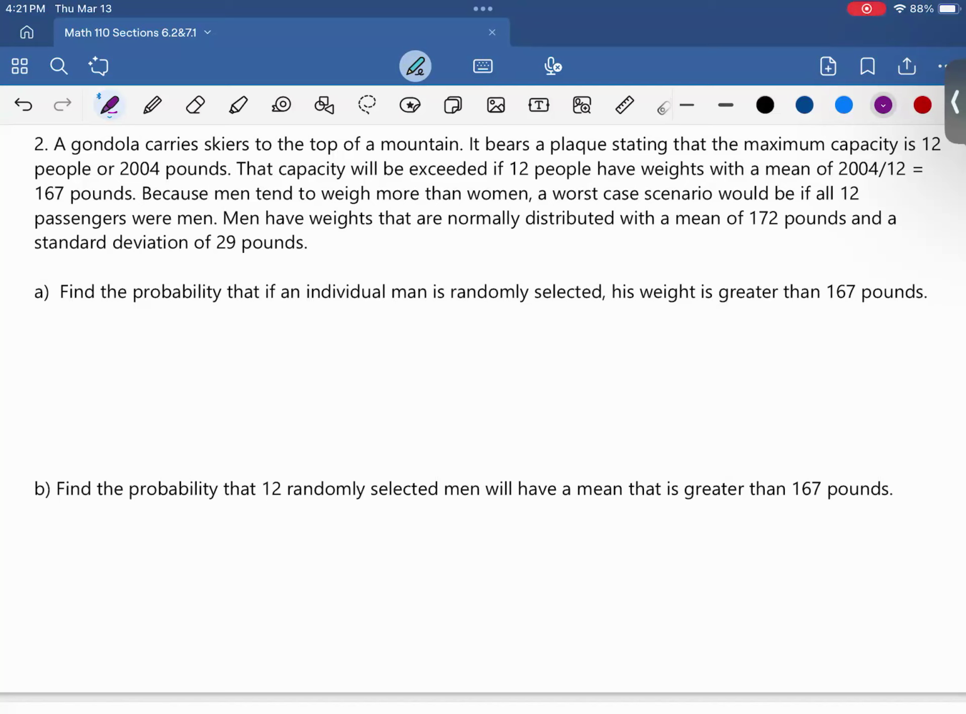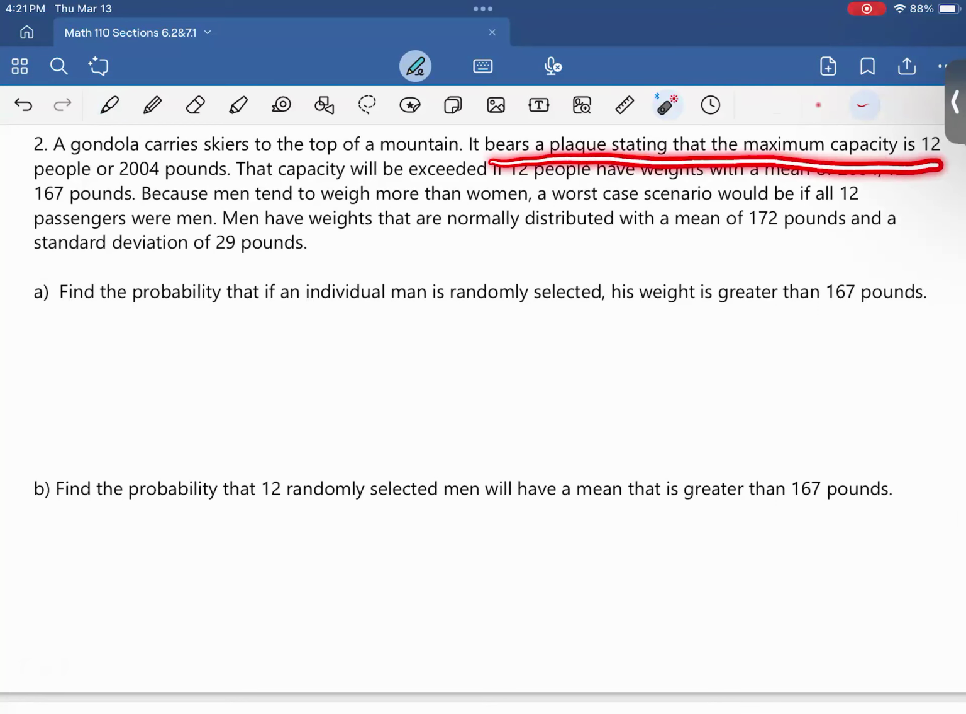A gondola carries skiers to the top of a mountain. It bears a plaque stating that the maximum capacity is 12 people or 2,004 pounds. That capacity will be exceeded if 12 people have weights with a mean of 167 pounds. So if those 12 people average 167 pounds, then it will exceed that capacity.